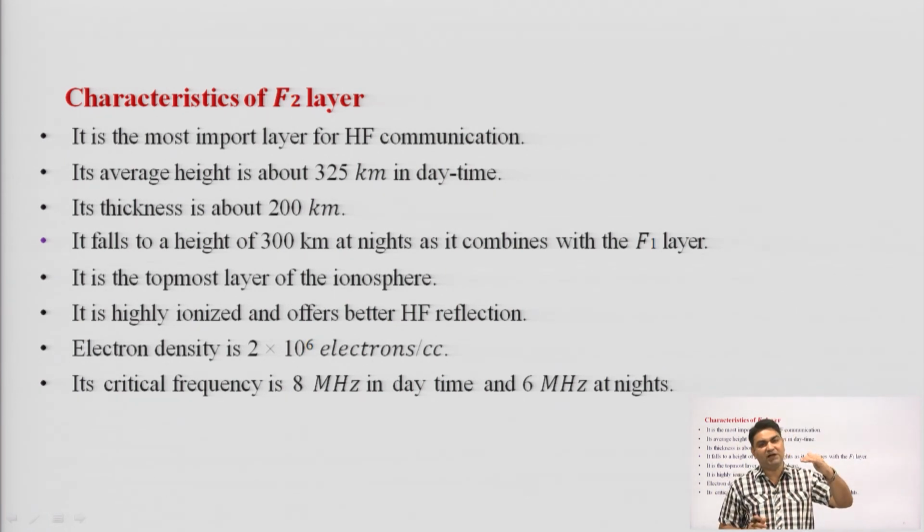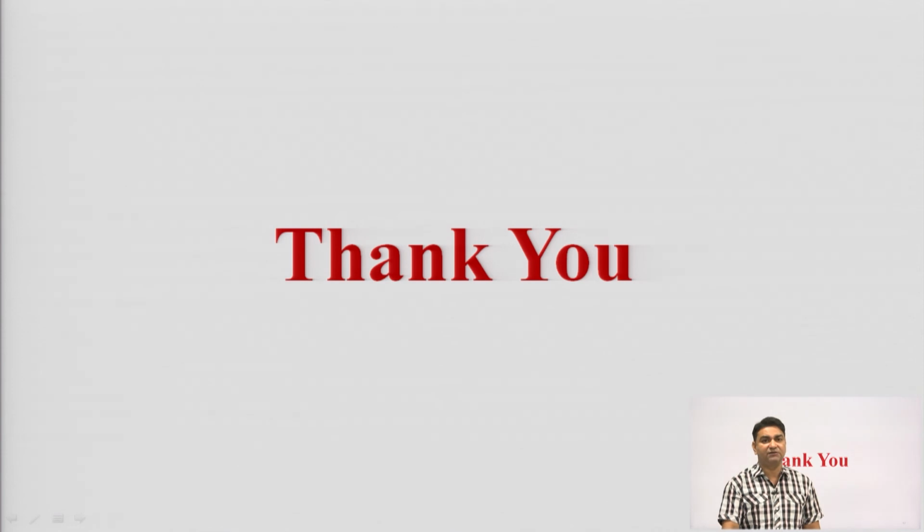Obviously, during night time the ionic density is lowered and reduces to lower heights. That is why the different heights of the different layers are coming down. That is why the F2 layer during night is at approximately 300 kilometer, and the different electron density and critical frequency for the F2 layer are mentioned here.